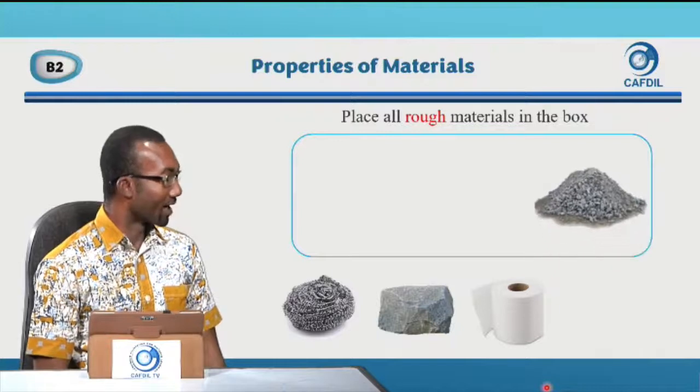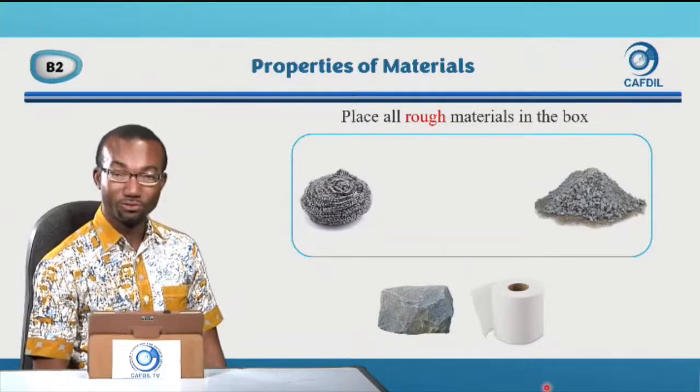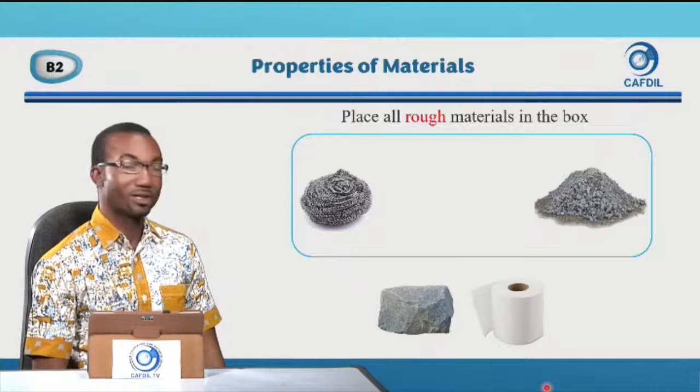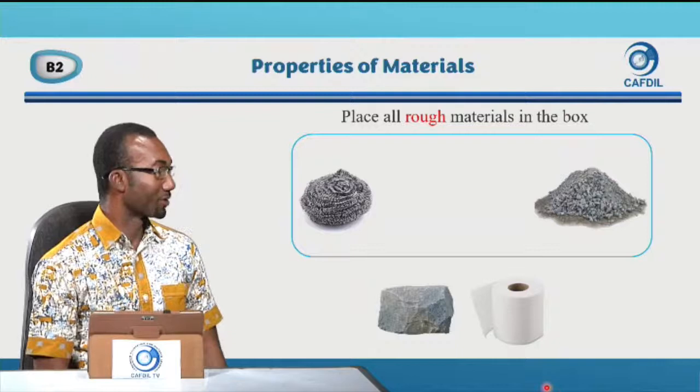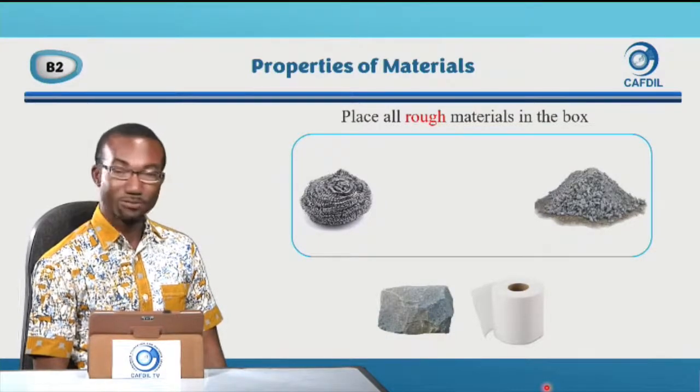Rough materials. Good. Gravels are rough. So another rough material. Good. The metal sponge is also rough. If you ask your mom, they will tell you the use of this metal sponge in the kitchen. And then, do we have another rough? It's left with the stone and then the tissue paper. Are they all rough or are they smooth?